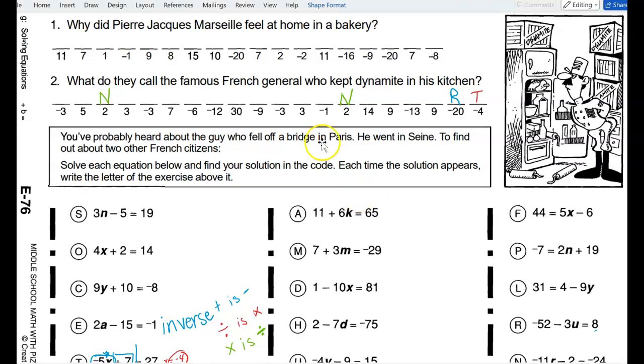Oh, wow. Wait a minute. There's more letters up here. I didn't see that.